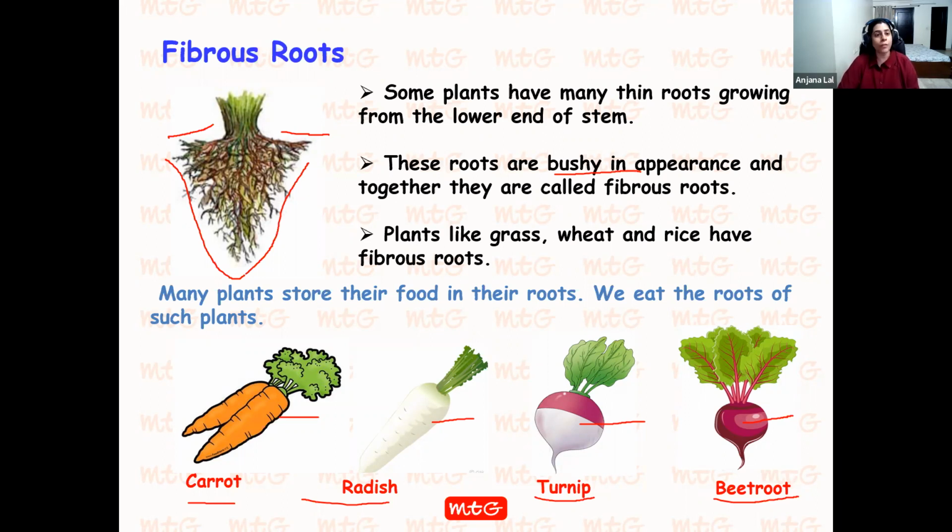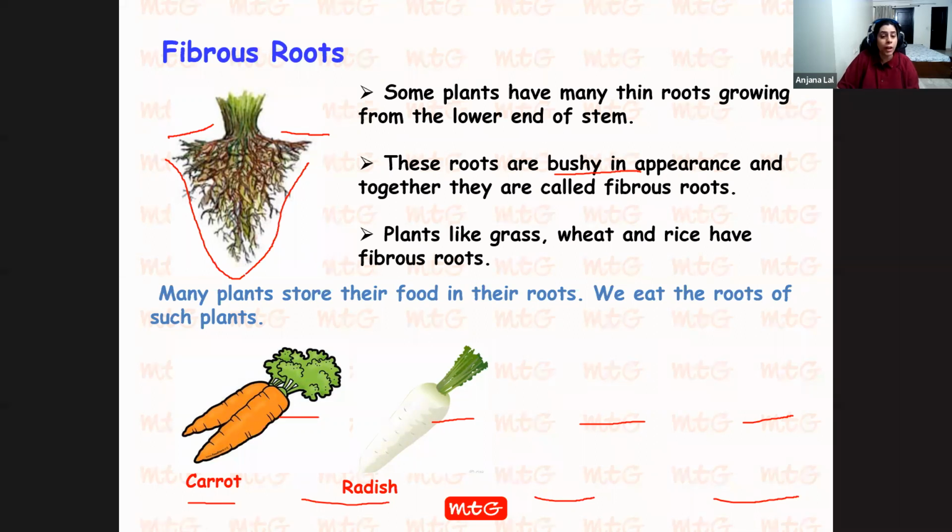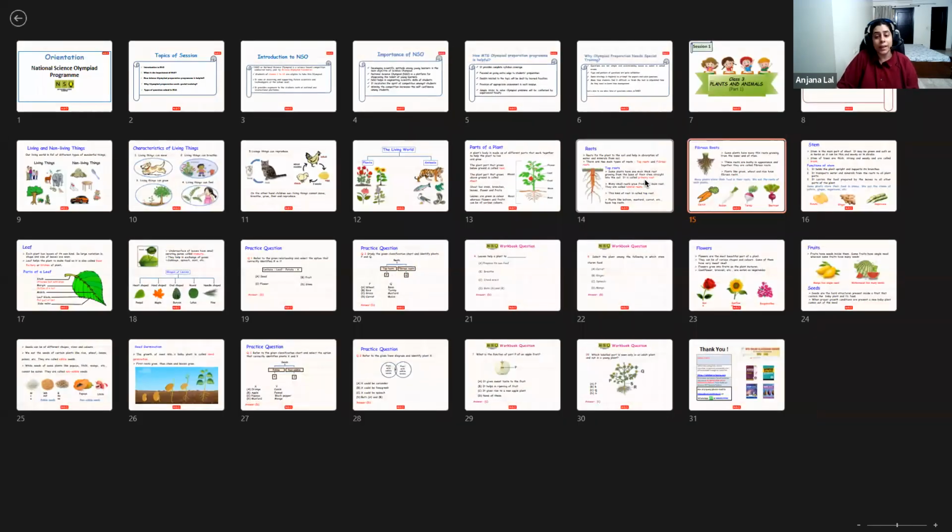Mute yourself. So we've studied about taproot, which has a primary root and lateral roots, and then fibrous roots, which are bushy in appearance. Okay. And examples of taproots will be carrot, radish, turnip, and beetroot. And what are the examples of fibrous roots? And can somebody tell me the example of tap roots?